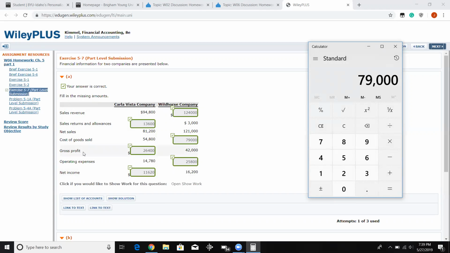Now down to our last part. On part A, we're going to take our gross profit and subtract our operating expense from that. So we're going to take our 26,400 and subtract 14,780, and that's going to give us our net income of 11,620. For Wild Horse Company, very much the same. We're going to take our gross profit and subtract our net income and we're going to get the operating expense. So 42,000, subtract this 16,200, and we're going to get 25,800.